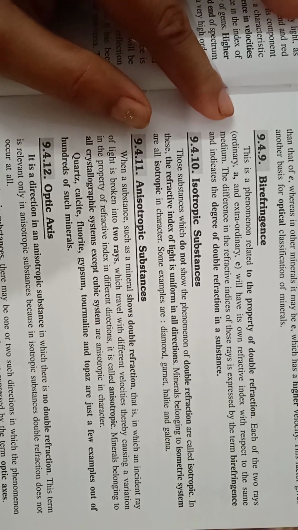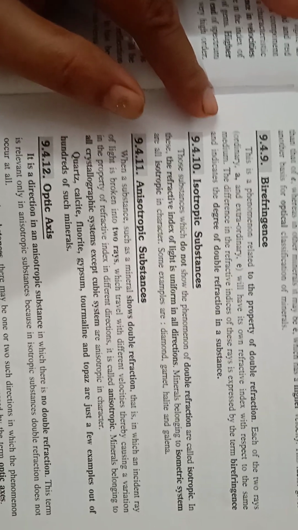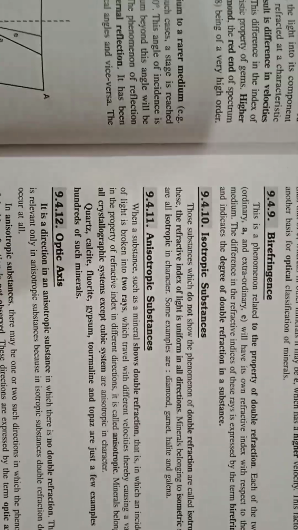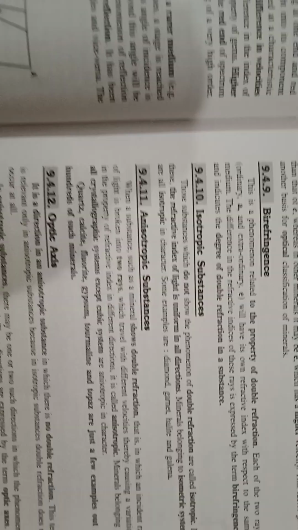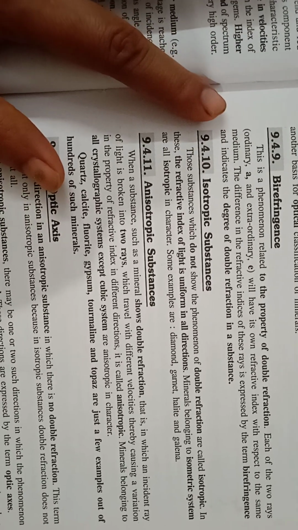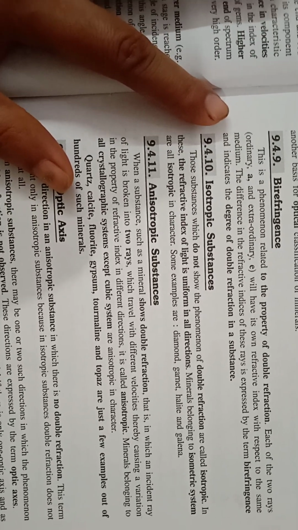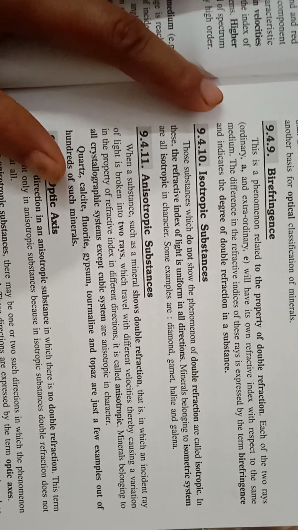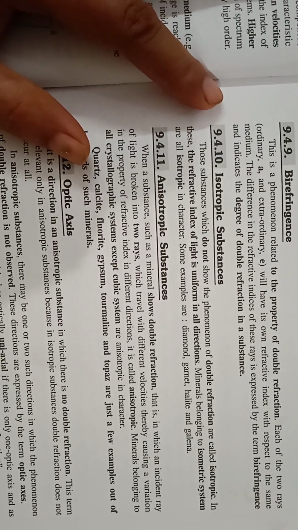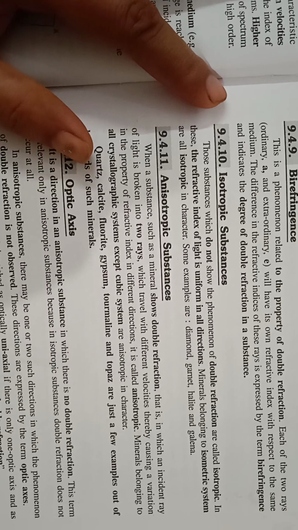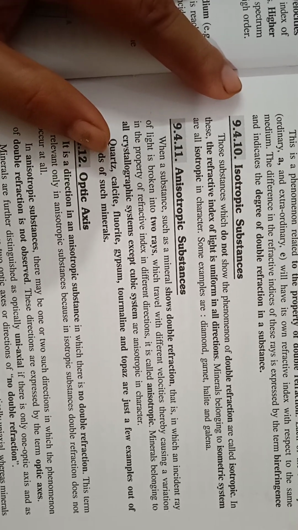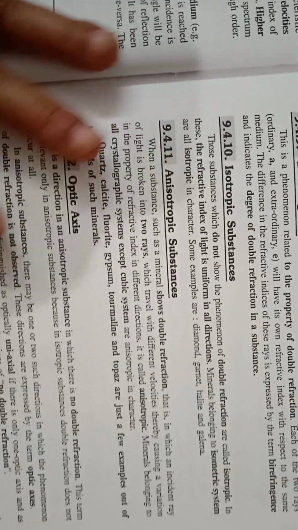Birefringence. This is a phenomenon related to the property of double refraction. Each of the two rays, ordinary A and extraordinary E, will have its own refractive index with respect to the same medium. The difference in the refractive indices of these rays is expressed by the term birefringence and indicates the degree of double refraction in a substance.